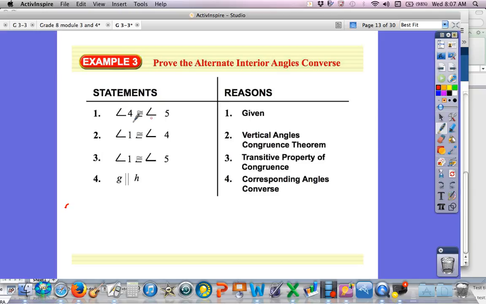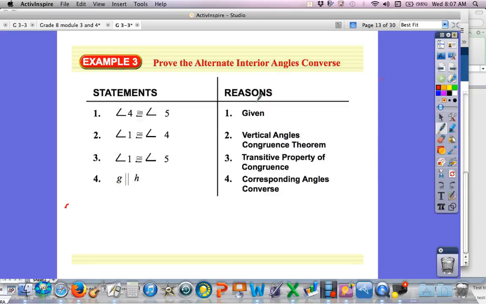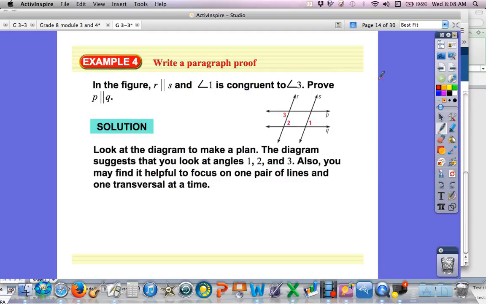So, if we're told 4 is congruent to 5, and 4 is also congruent to 1, then 1 has to be congruent to 5 from the transitive property of congruence. And since 1 and 5 are corresponding, if the corresponding angles are congruent, then the corresponding angles converse postulate would have to be proven, would be proven.